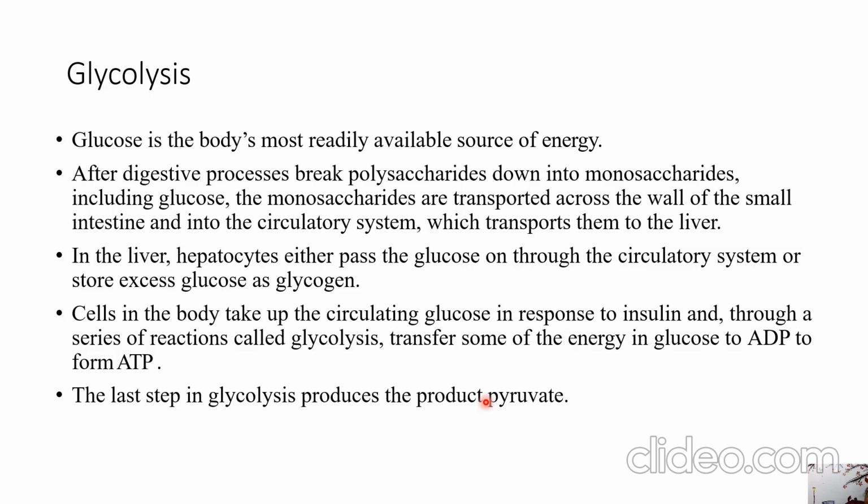Now, in the liver, hepatocytes then either pass the glucose on through the circulatory system or store excess glucose as glycogen. So cells in the body can take up the circulating glucose in response to insulin, and through a series of reactions called glycolysis, they can transfer some of the energy in glucose to ADP to form ATP. The last step of glycolysis produces the product pyruvate.